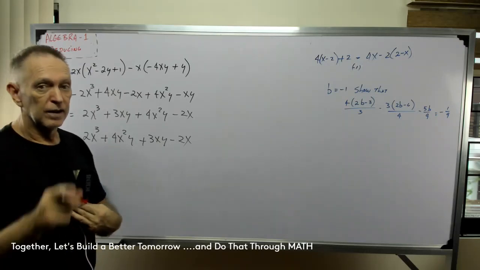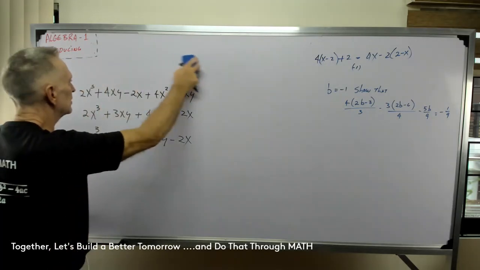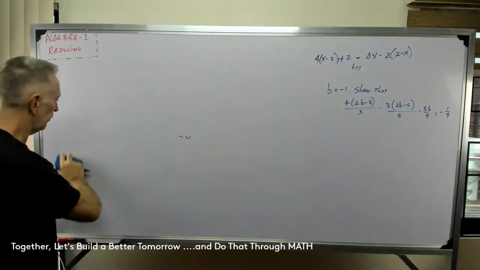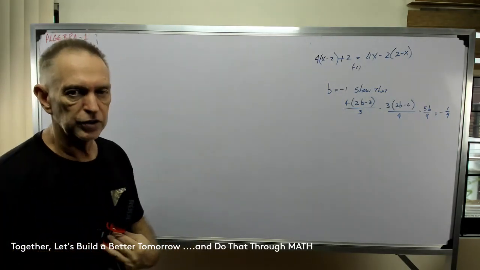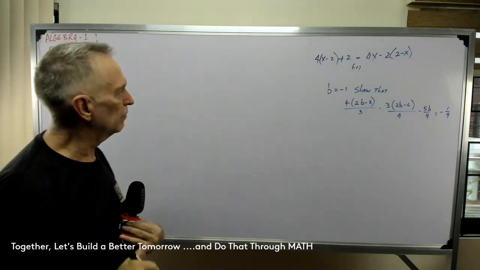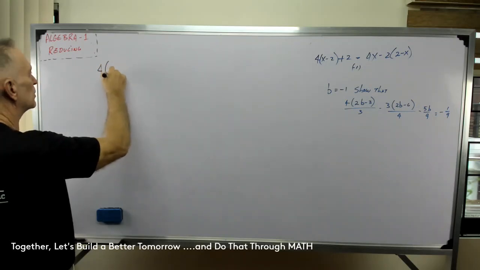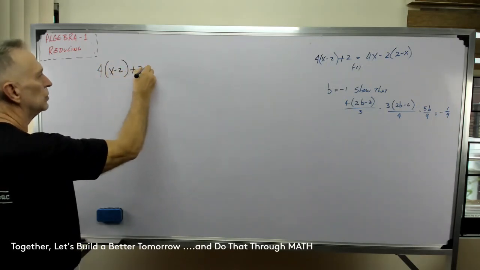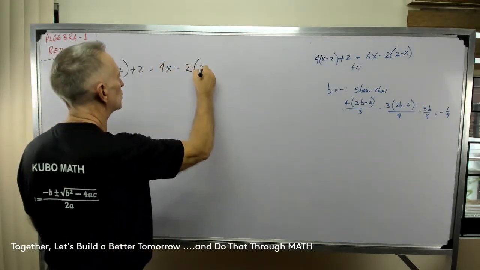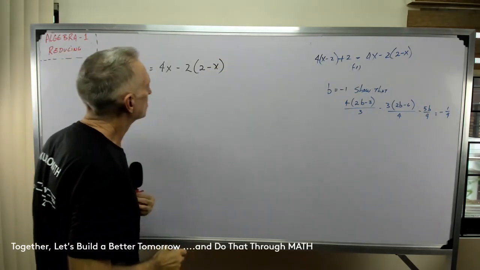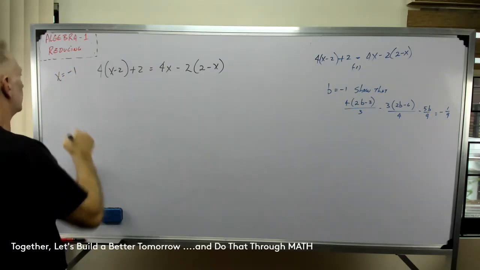Okay. Now then, we're going to change gears just a little bit. All right, let's take this out. Now, what if we had an equation where someone says, prove that the solution to that equation is, say, negative 1. So we have this equation here, 4 times (x minus 2) plus 2 equals 4x minus 2 times (2 minus x). And they're asking us to show what if x equals negative 1.